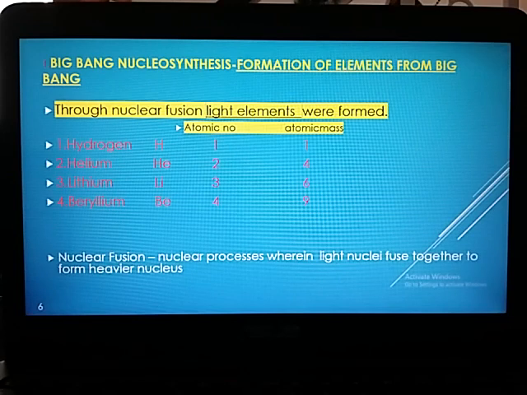So, what do we mean by nuclei? Ito ay nucleus, which is found in an atom. Ano ba nagko-compose ng nucleus? It is composed of protons and neutrons.